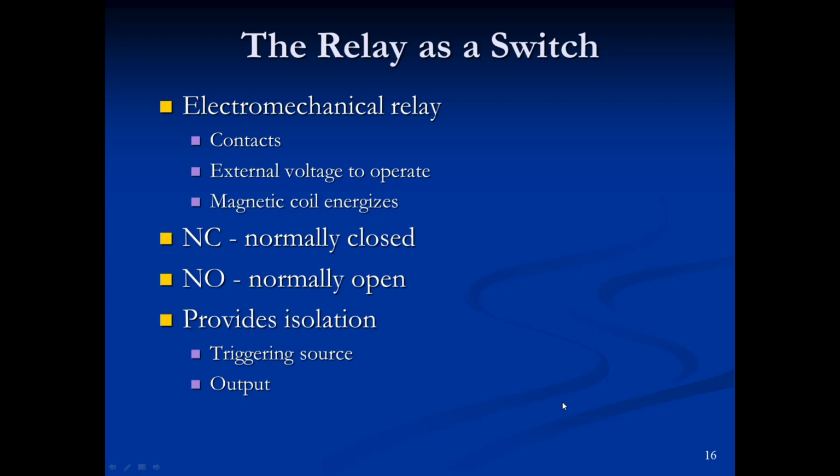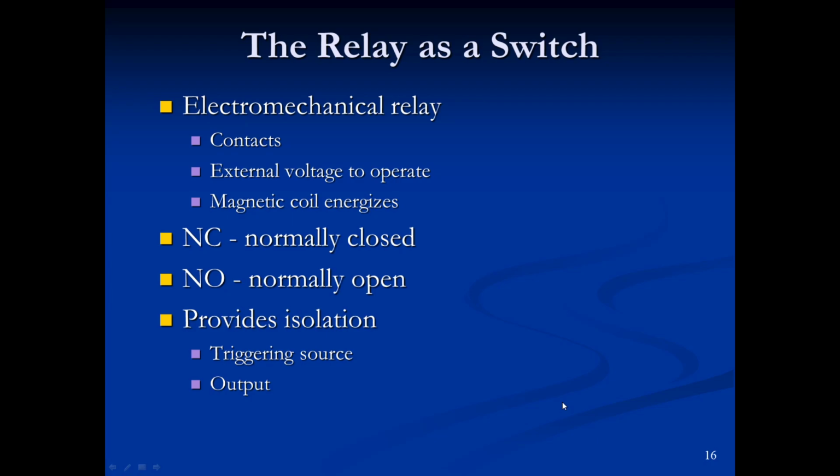You'll see these two terms often when talking about switches in general, but especially about relays. You'll see NC or NO to describe if it's normally closed or normally open. Normally closed means the default state, if you don't apply any external voltage and the relay is just sitting there with no power applied to it at all, is closed, the switch is closed. And then, of course, normally open means with no power applied at all, the default state is an open circuit.